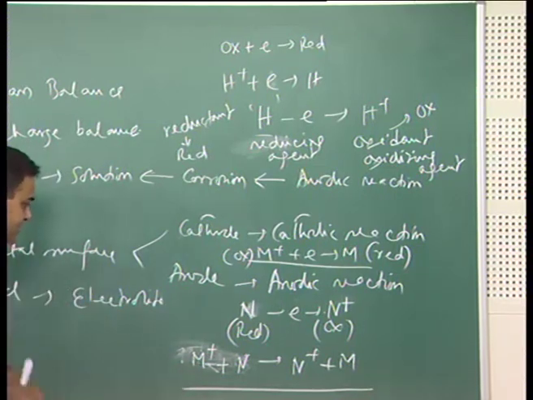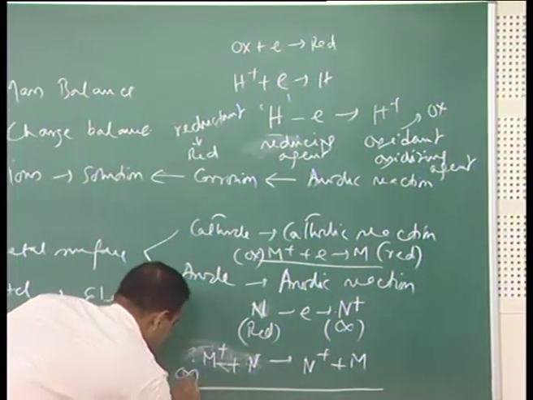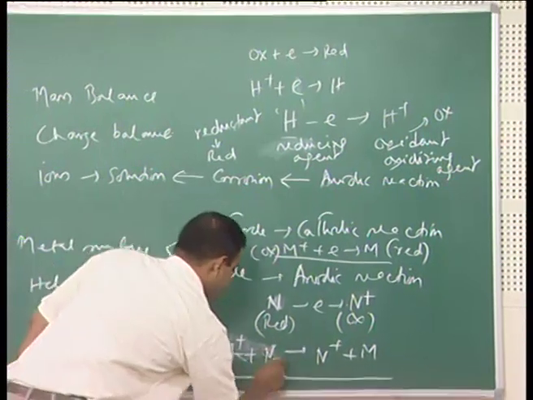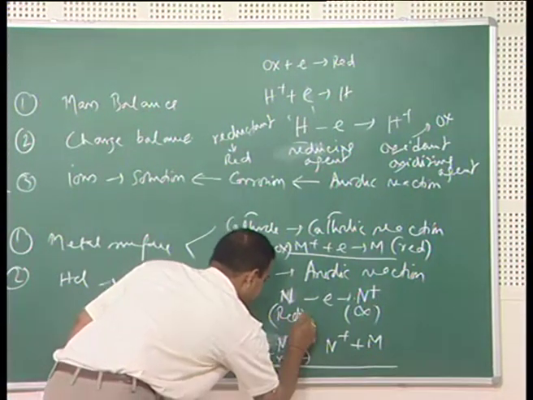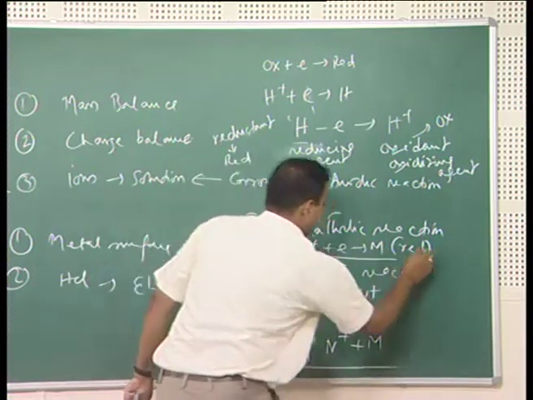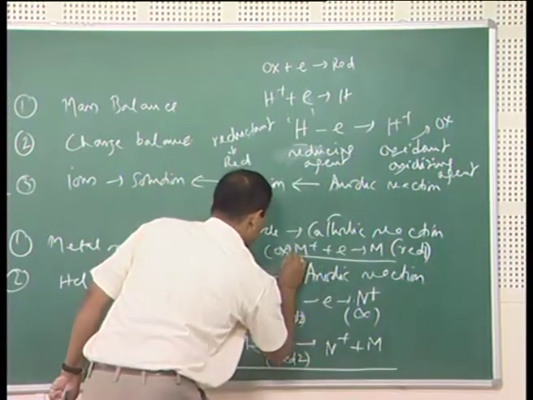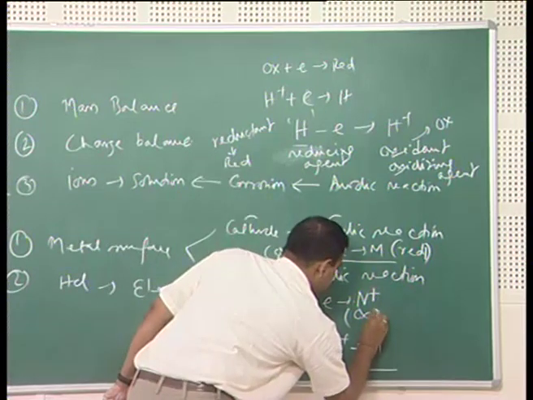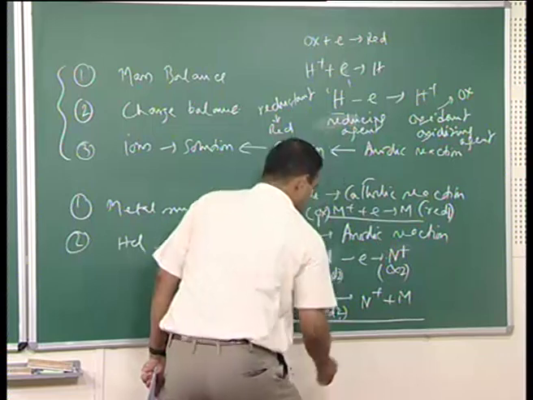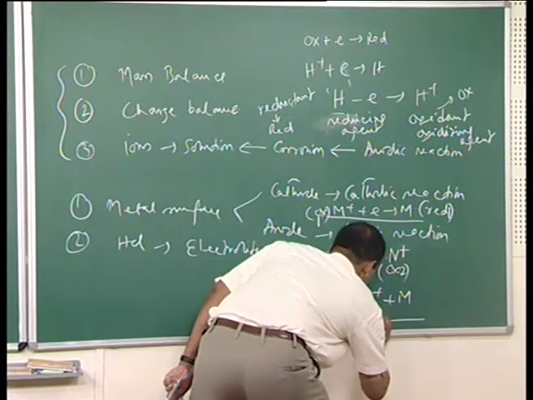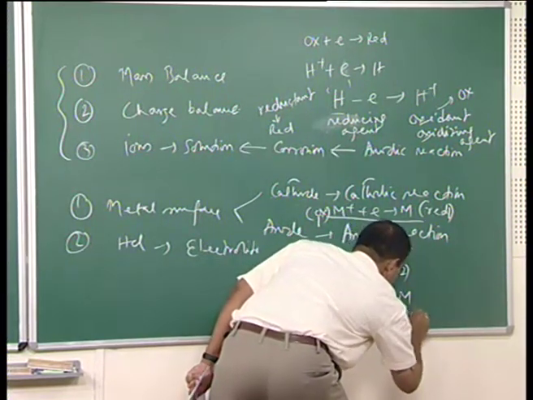Now this is what? This is ox. This is what? This is red. Let me give this as red 2. This is red 1. This is ox 1. This is ox 2. So this is ox 1, this is red 2, it is ox 2, this is red 1.